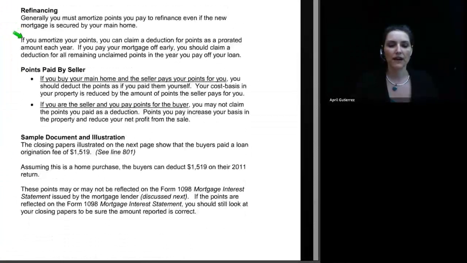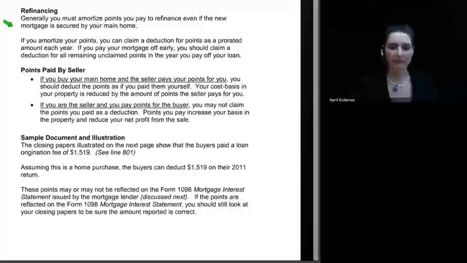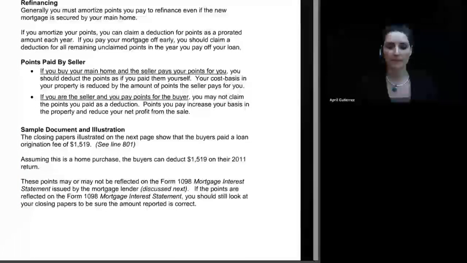But if you refinance, generally you must amortize points you pay to refinance, even if the new mortgage is secured by your main home. If you amortize your points, you can claim a deduction for points as a prorated amount each year. And if you pay your mortgage off early, you should claim a deduction for all of the remaining unclaimed points in the year you pay off the loan.